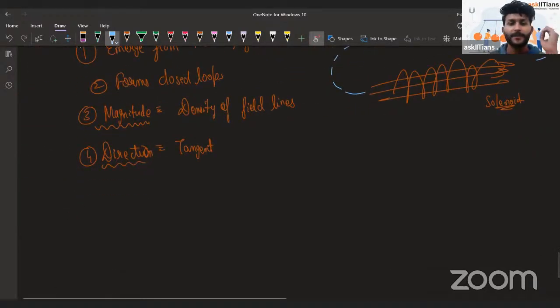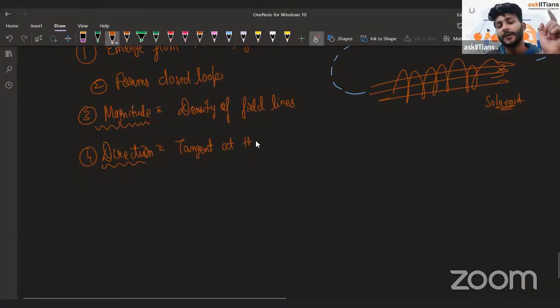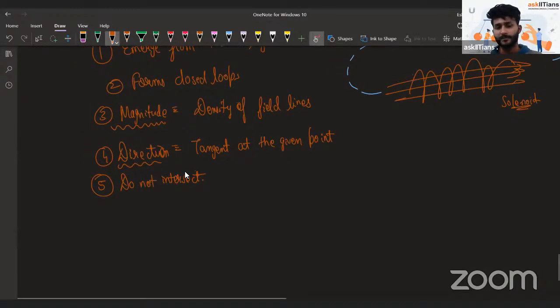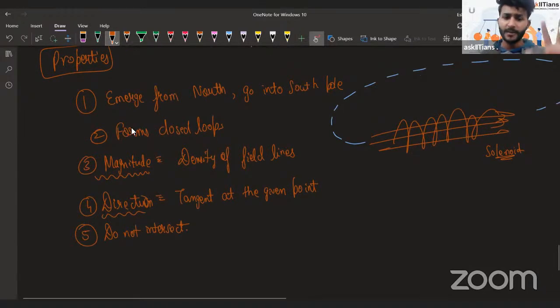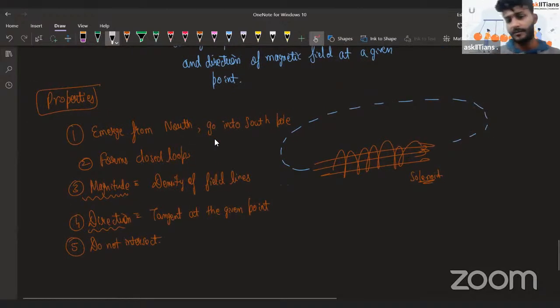So how do we get the direction? By drawing the tangent at the point. Draw a tangent to the magnetic field line at a given point, and it will give you the direction of the magnetic field. And fifth was they do not intersect. We have discussed earlier why: if they intersect, it would mean the magnetic field has two directions at that point, which is not possible. These were the important points that I wanted to discuss. If you have any questions, please let me know, guys.